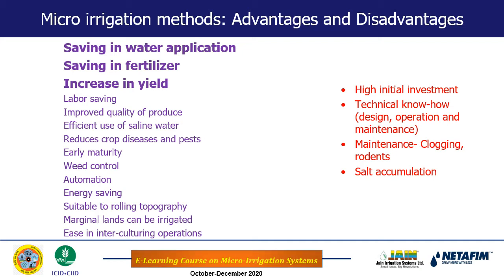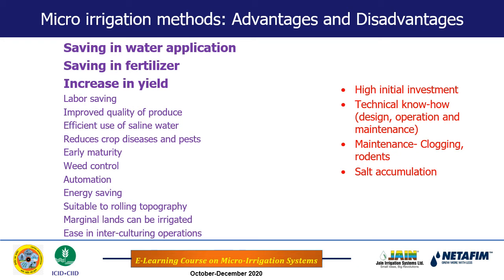Then weed control, as I already told while describing the reduction in crop disease and pest, as we can apply water exactly into the root zone of the crop. The portion which needs to be dry, that is between the 2 plant rows, is dry, and there is no application of water in that portion, and therefore weeds will not grow actually.